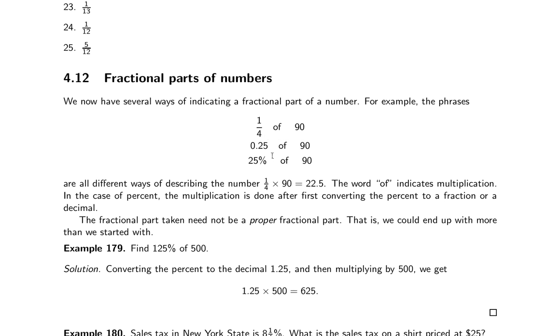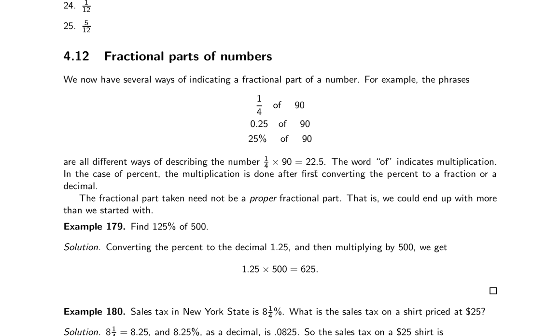Here are all the different ways to get 1/4 of a number. 1/4 of 90, that's the same as saying 0.25 of 90 or 25% of 90. That's 22.5.